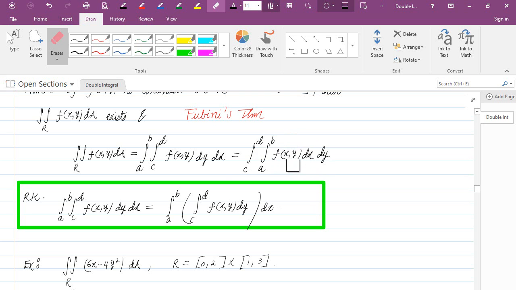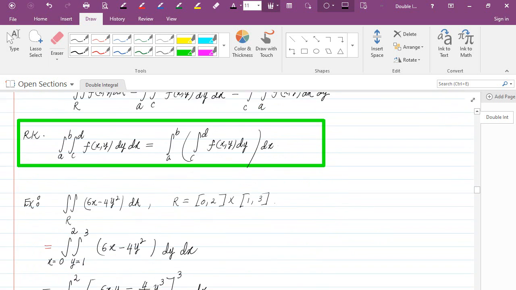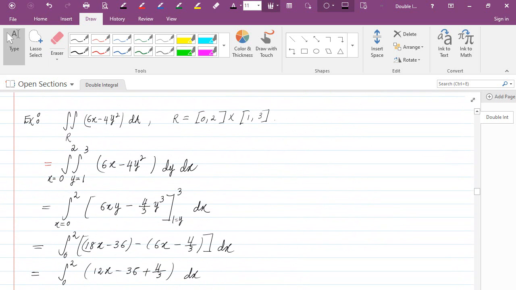Keep in mind that when we are integrating with respect to y first, we're going to assume that x is fixed. Similarly, when we compute the integral with respect to x first, we're going to assume that y is fixed. So let's do an example to illustrate Fubini's theorem. Let's say we want to find the double integral over R of 6x minus 4y squared. Here R is the rectangle given by these two intervals.